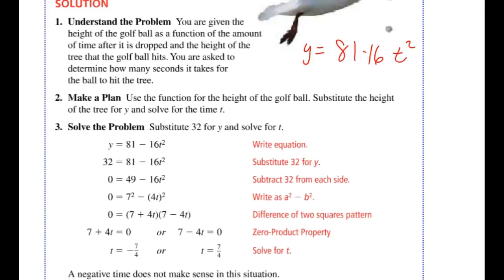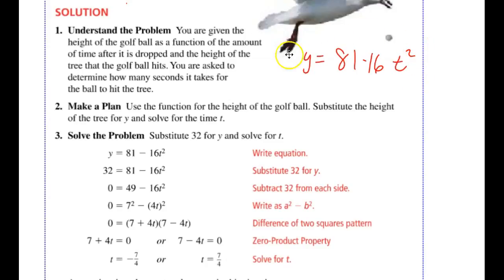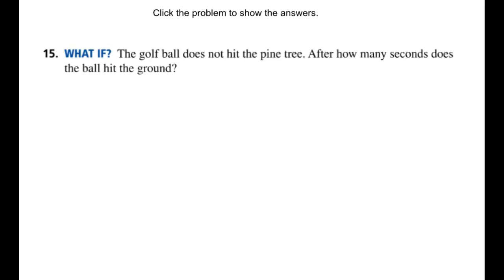So all we really did was we were given this equation. This is not something you're going to have to come up with, and we have to figure out how long it takes for the ball to hit the tree. So I know what the y value is, and I substitute that and see what I get. So try this one. What if the ball does not hit the tree? After how many seconds does it hit the ground? So the first thing you have to do for this is figure out what your y value is when the ball hits the ground. And then from there you can figure out how long it takes.